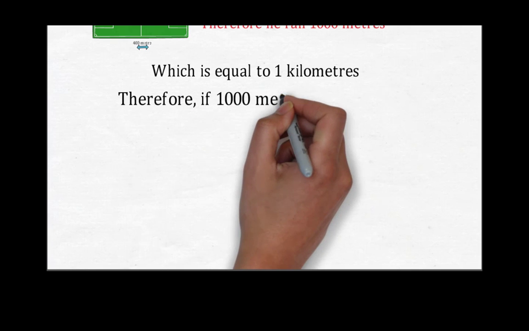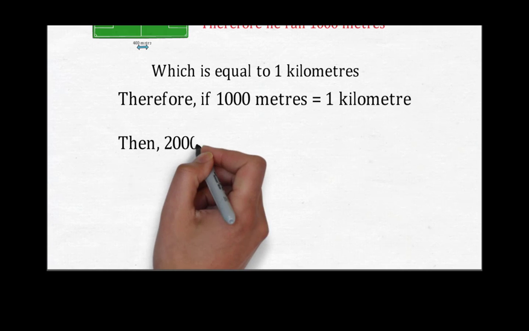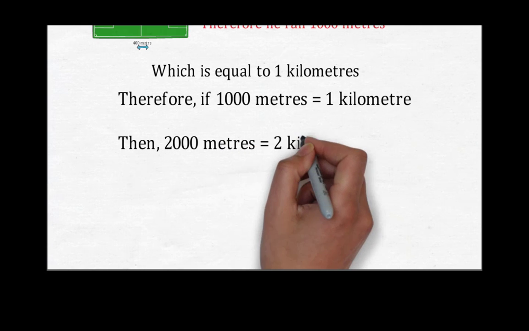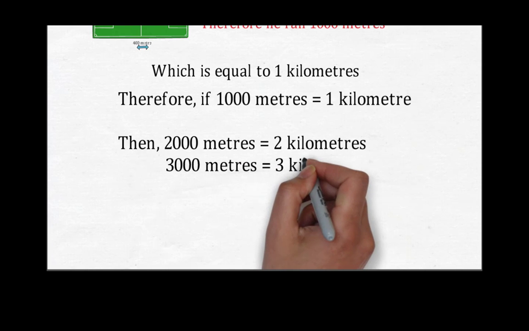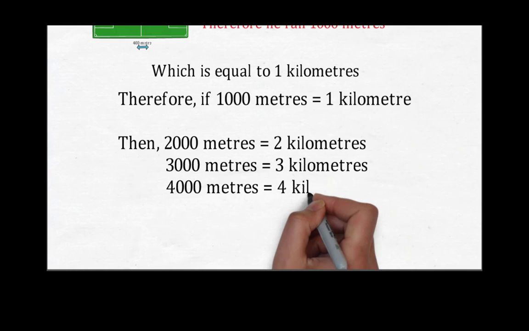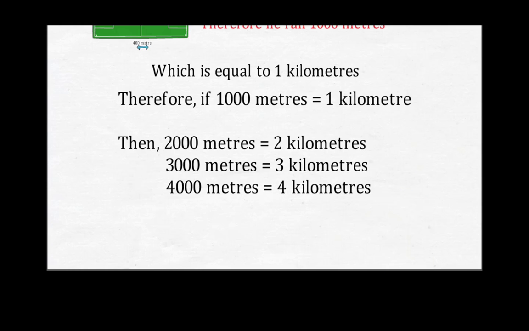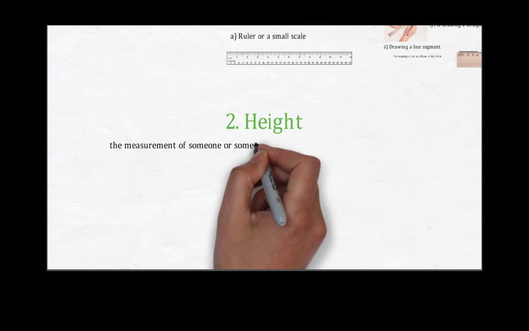Therefore if 1000 meter is equal to 1 kilometer, then 2000 meters is equal to 2 kilometers, then 3000 meters is equal to 3 kilometers, and 4000 meters is equal to 4 kilometers. This is very easy, is it not? Yes. Okay, let us now understand the meaning of height.